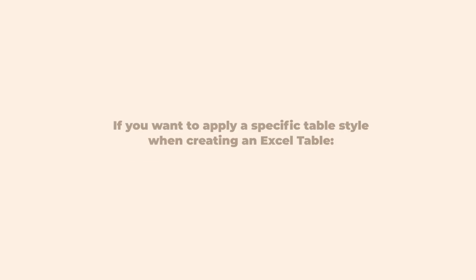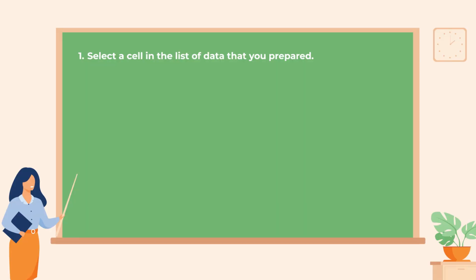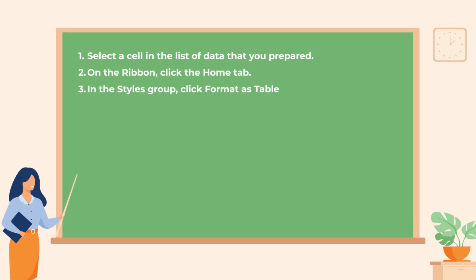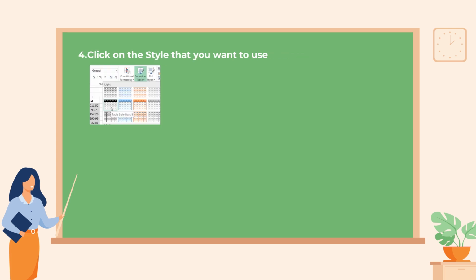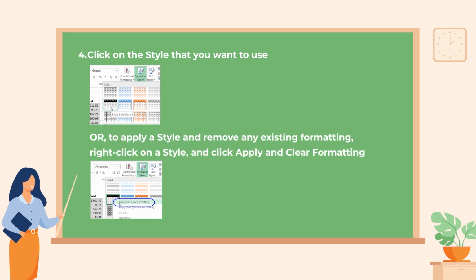If you want to apply a specific table style when creating an Excel table, select a cell in the list of data that you prepared. On the ribbon, click the Home tab. In the Styles group, click Format as Table. Click on the style that you want to use, or to apply a style and remove any existing formatting, right-click on a style and click Apply and Clear Formatting.